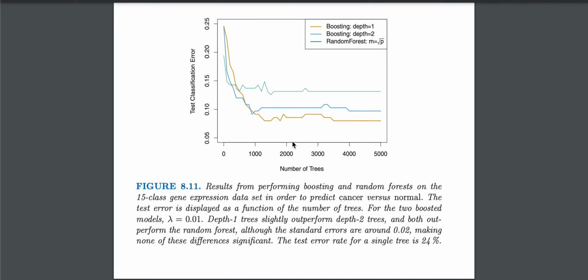The number of trees, as we can see, after a few thousand, does not have a significant effect on the classification error, and that's why I mentioned I wouldn't spend a lot of time cross-validating the number of trees. I would just try a few, like 1,000, 2,000, 3,000, 4,000, and see if you get something like this, and if so, that means a few thousand is sufficient.